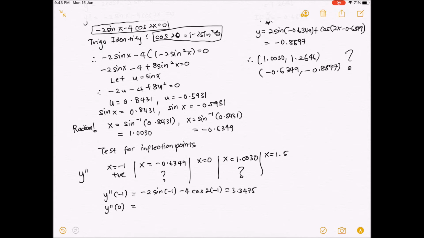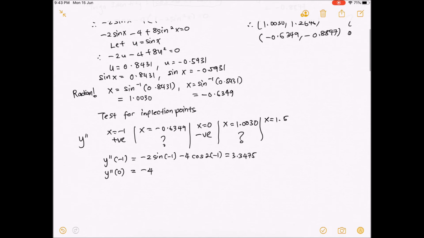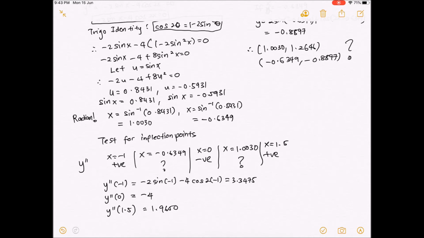And then for x equals 0, I will have, again, just substitute the value: negative 4, so negative here. And for x equals 1.5, I will have 1.9650, which is positive. So it changes sign from positive to negative and then positive again. So we conclude that these two indeed are inflection points.